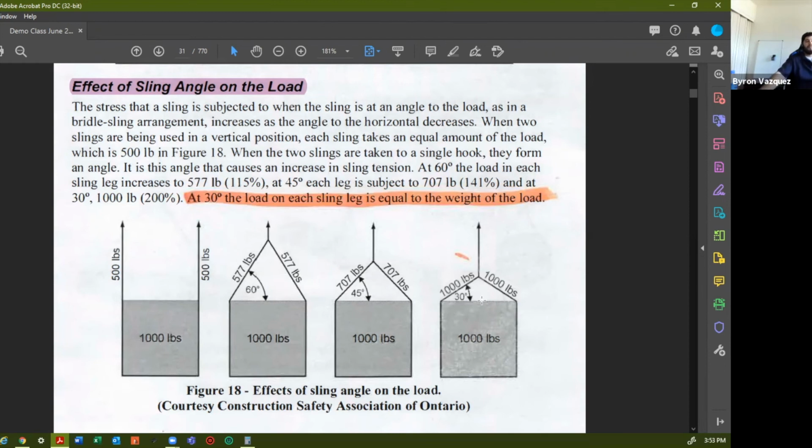So this is excessive sling angle. If you have a 30-degree sling angle, you're putting the exact load on each one of your slings. That's a bad idea. You're going to want some heavy duty rigging, or you're going to want to decrease your sling angle. And this is why 60 degrees is recommended, because it's the safest way to lift a load at any weight.